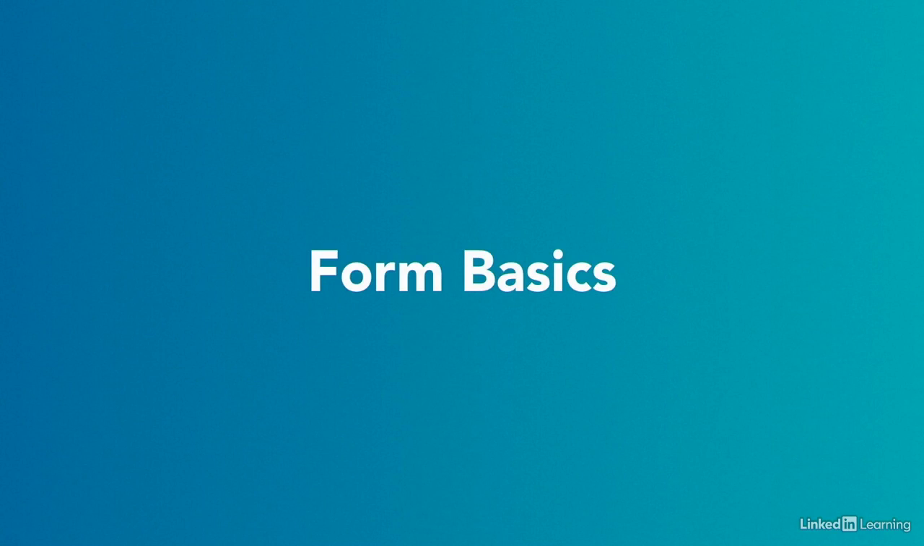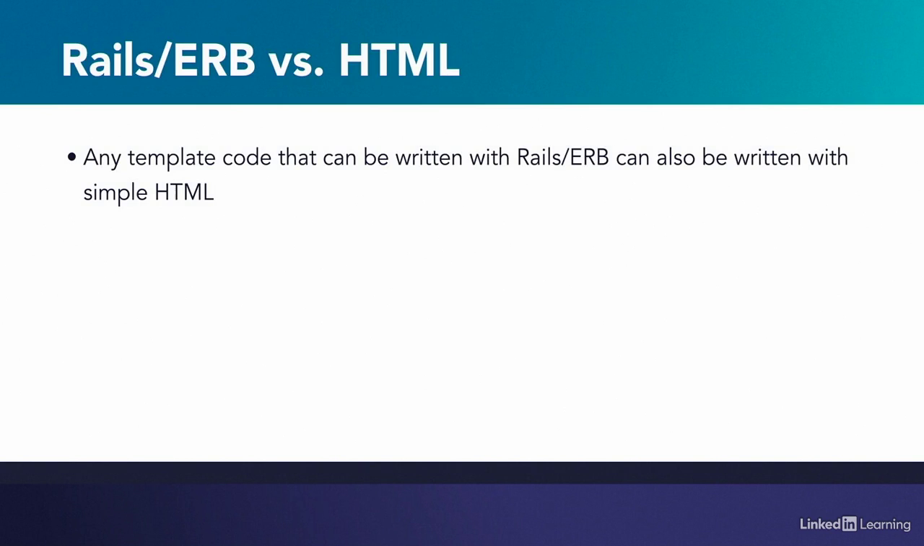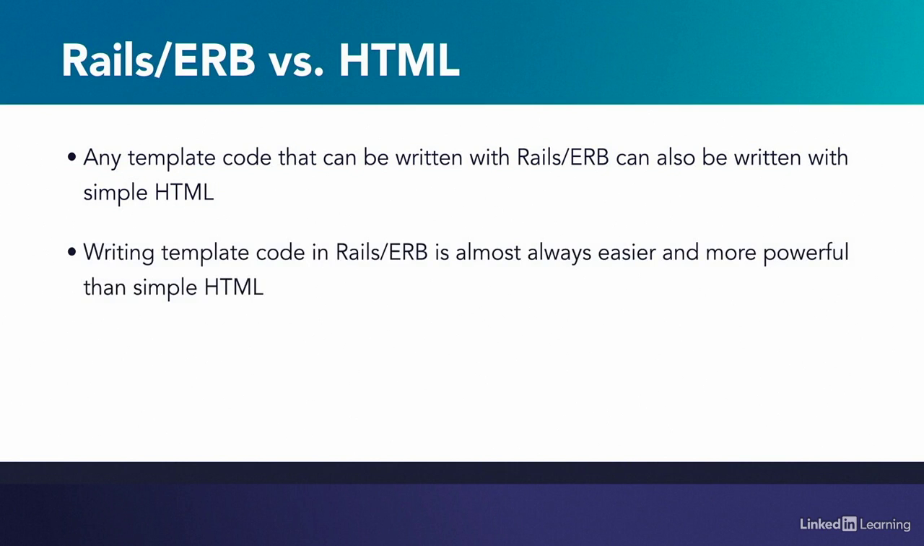Before we can add the create, update, and delete actions to our controllers, we need to learn about using forms in Ruby on Rails. There are a couple of points that I want you to remember before we dive in. The first is that anything that we can write with our Ruby on Rails helpers can also be written using simple HTML. That's all the helpers are doing. They're helping us to write HTML code. And the end result that gets sent back to the browser is always just plain HTML. But the second point is that writing code using the helpers is almost always easier, more powerful, and has lots of extra benefits than using simple HTML alone.